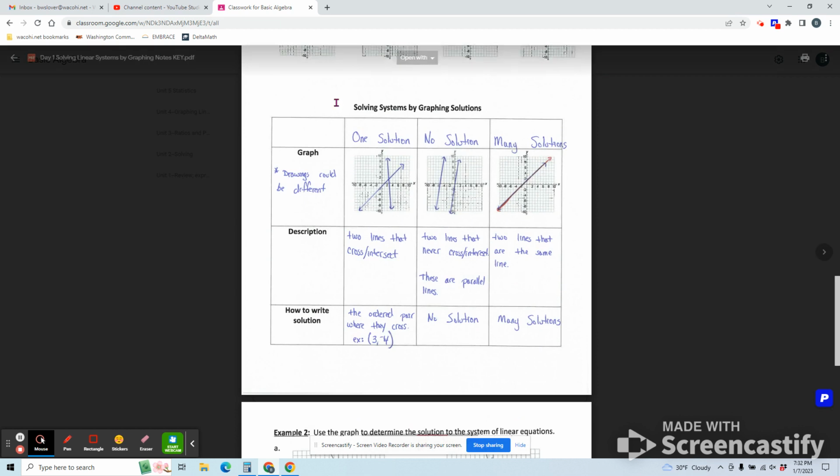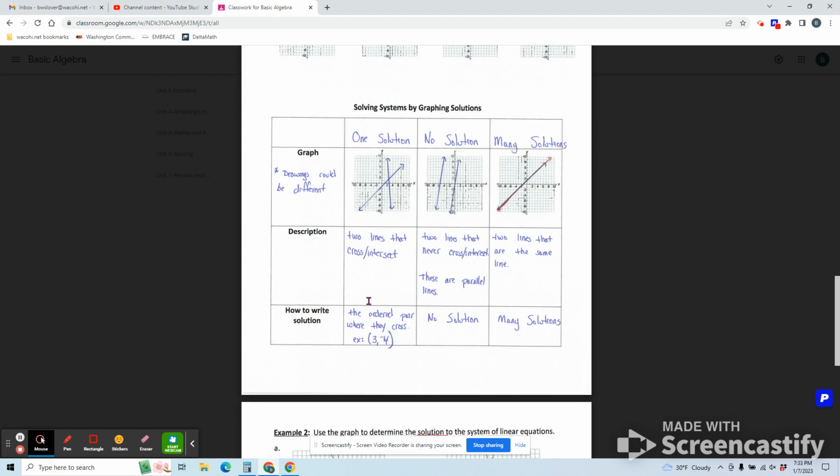And then, so welcome back. So now we've got solving systems by graphing solutions. There are 3 different ways that we could have a solution or solution set to graphing a system. The first one could be one solution. So on a graph, I have 2 lines that intersect. The description is 2 lines that cross or intersect. And how to write the solution is an ordered pair where they meet.